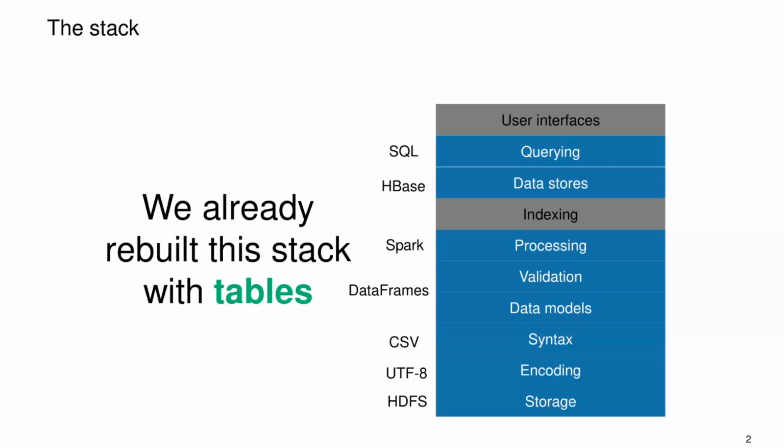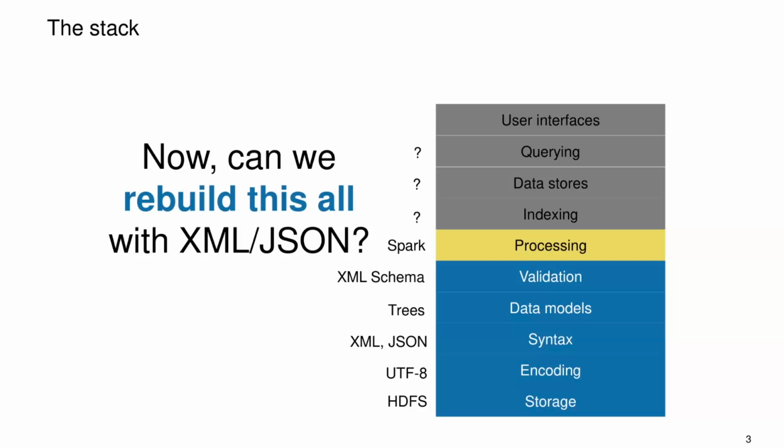And then we can use SQL, which is a very natural fit when we want to query tables or data frames that don't have too much nestedness. And what we want to do now is that we'd like to rebuild that stack, but with XML and JSON. And that means with trees, with nestedness, potentially a lot of nestedness, right? So that is the goal right here.